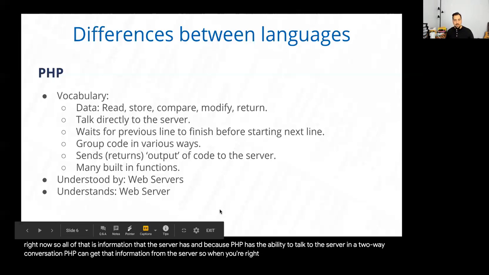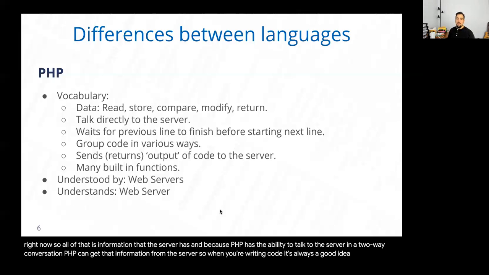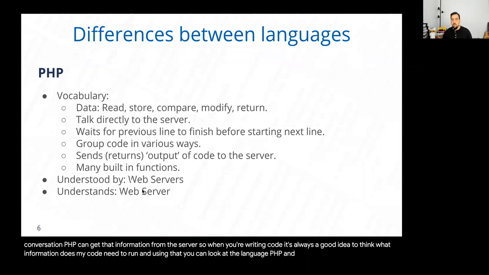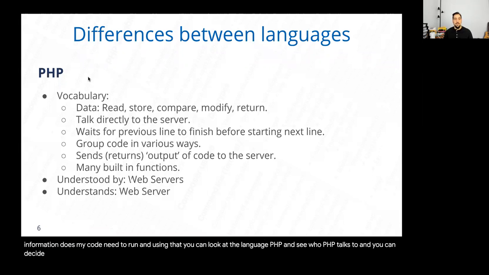So when you're writing code, it's always a good idea to think, what information does my code need to run? And using that, you can look at the language PHP and see who PHP talks to, and you can decide if what you're trying to do is even possible in that language.